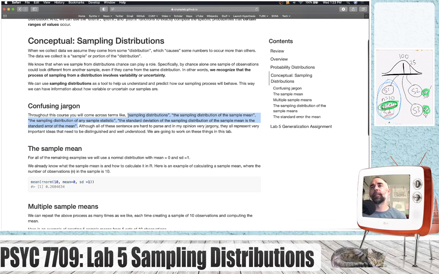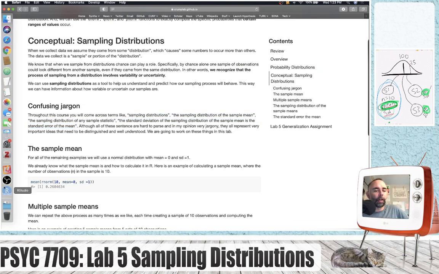return to these things throughout this lab and also throughout the lecture as we work into statistical inference and beyond. So what we're going to talk about in this lab is the sample mean, getting multiple sample means, looking at the sampling distribution of the sample mean, and talk about this concept of the standard error of the mean. And I hope by the end of this, some of these terms will actually make sense.